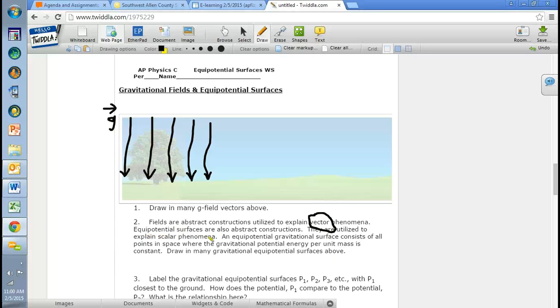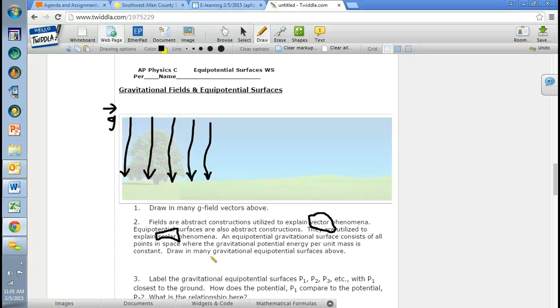Equipotential surfaces are also abstract constructions. They're used to explain scalar phenomena, which are more friendly and easier to deal with. We don't have to worry about direction so much. An equipotential gravitational surface consists of all the points in space where the gravitational potential energy per unit mass is constant. I need to draw on some gravitational potential surfaces. Again, an equipotential surface is where all the points on that surface, on that line, the energy is constant. So how would I draw an equipotential surface on the picture up here?